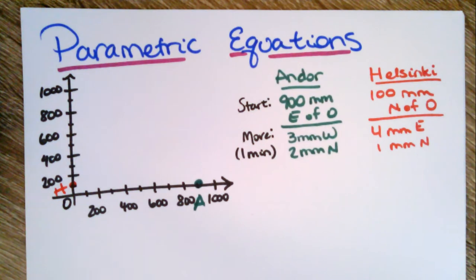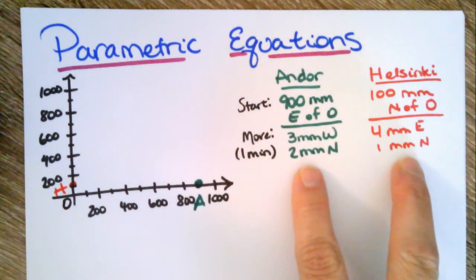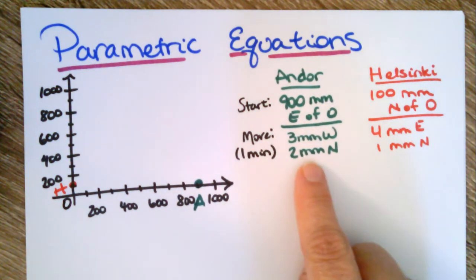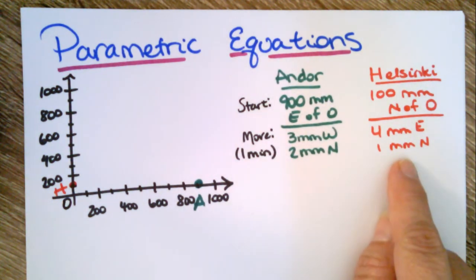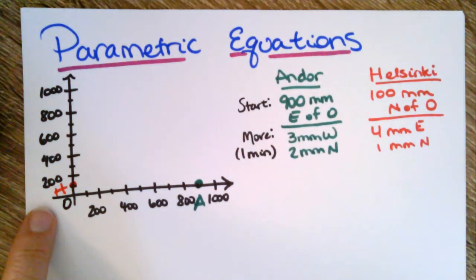Now, after a minute, each of the ships has, of course, moved to a new position. The Andor's position is 3 millimeters west and 2 millimeters north of where it started. The Helsinki is 4 millimeters east and 1 millimeter north of where it started.